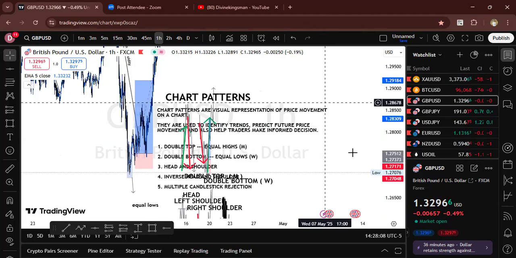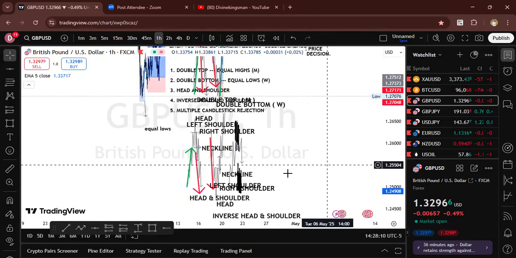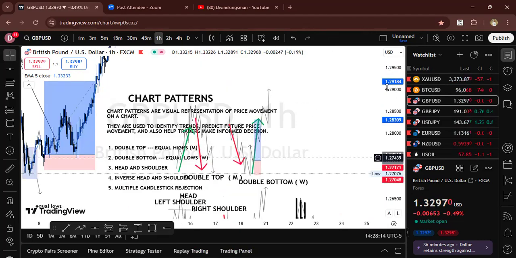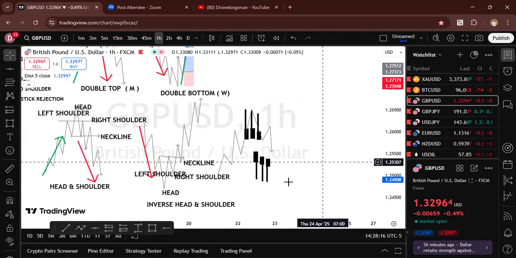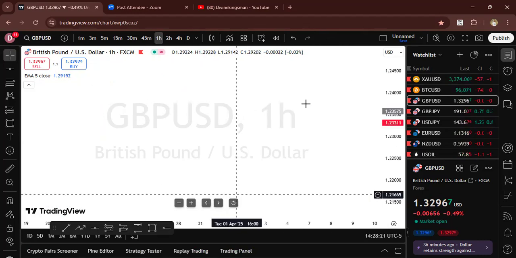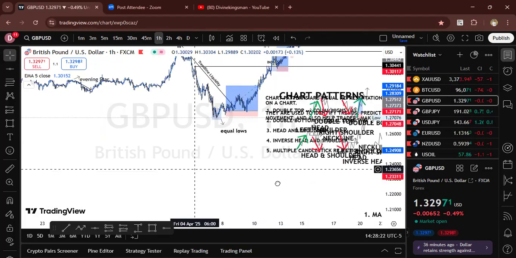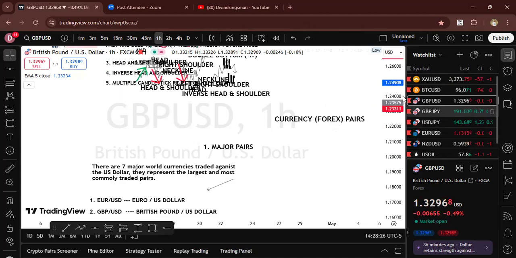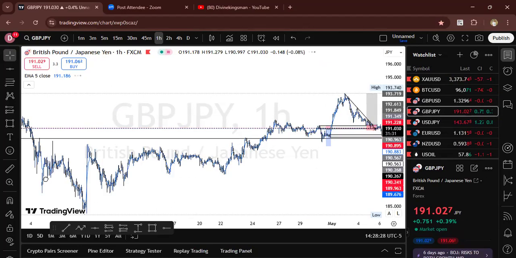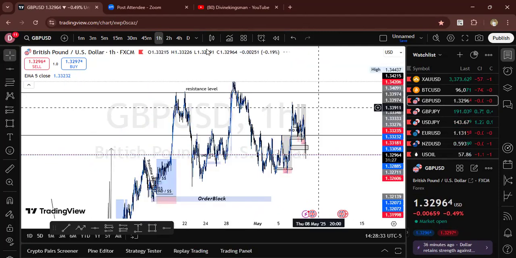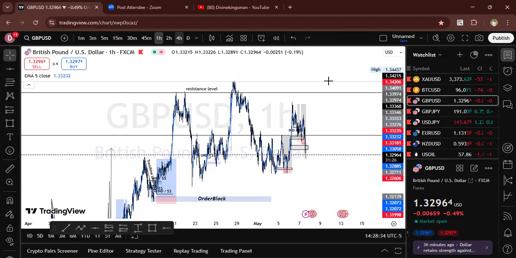So chart patterns. These are chart patterns here. These are chart patterns. So let's see if we don't have the candlesticks again. I don't think we have candlesticks again.